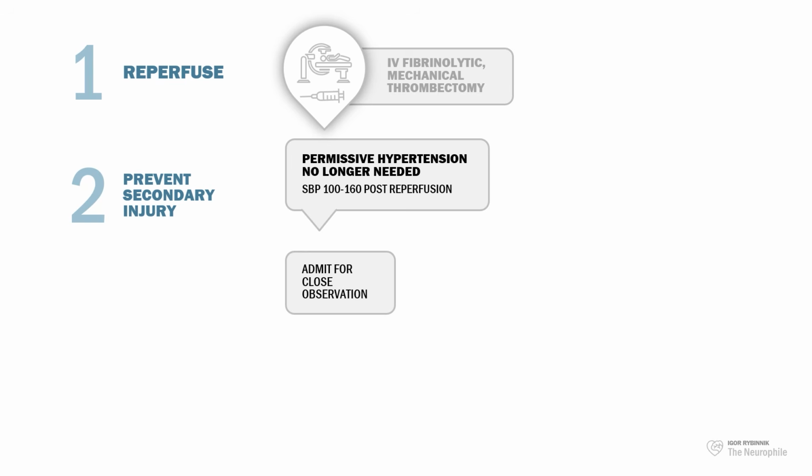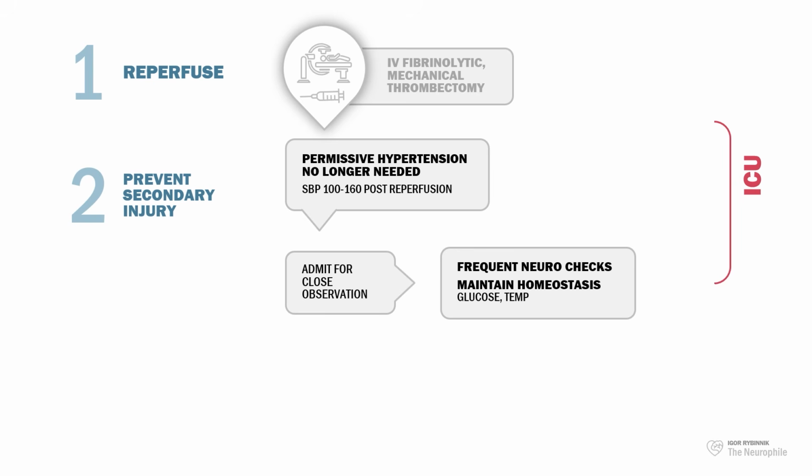Considering the risk for secondary injury we just discussed, patients should be admitted for close monitoring. This monitoring usually starts in the intensive care unit and continues in the stroke unit. What are we monitoring for? Neurological deterioration, which is defined as a 3-point increase in the NIH stroke scale score, but also factors that are likely to result in deterioration, like hypo or hyperglycemia and fever.